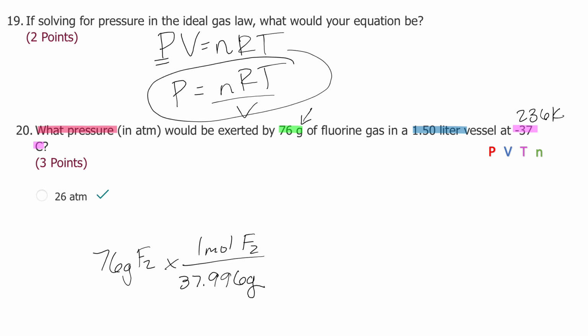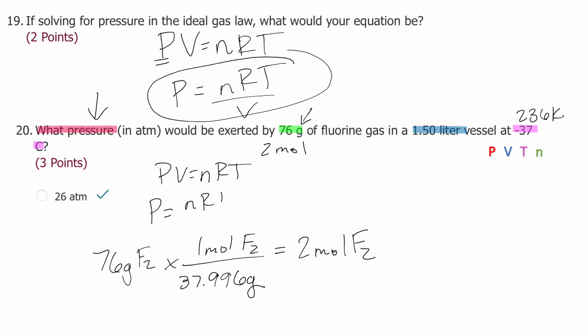So if I take 76 divided by 37.996, that will give us 2 moles of F2. So this number right here is 2 moles. So now that we have everything in order, we can go ahead and solve for pressure. So if we have PV equals nRT, we're going to divide by V to get P by itself, so it'd be nRT over V. N is number of moles, which is 2.